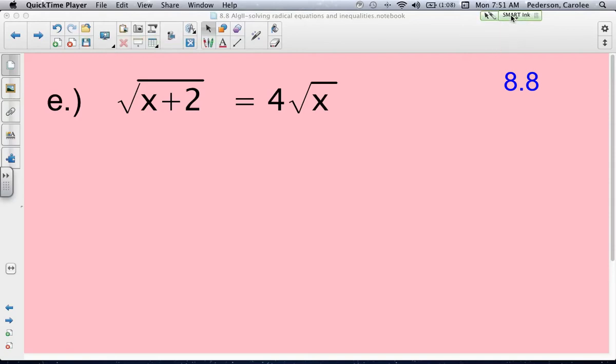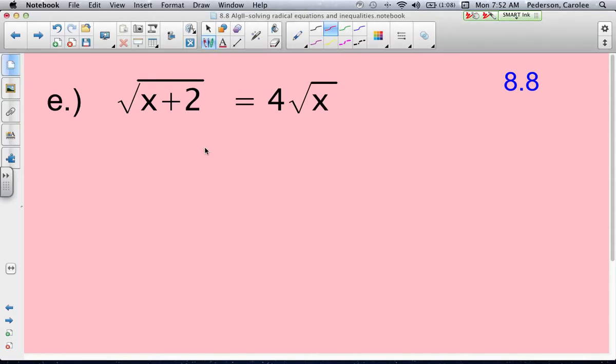8.8, part 2. We're going to continue solving these equations. This equation has a square root on the left and the right side of the equation.